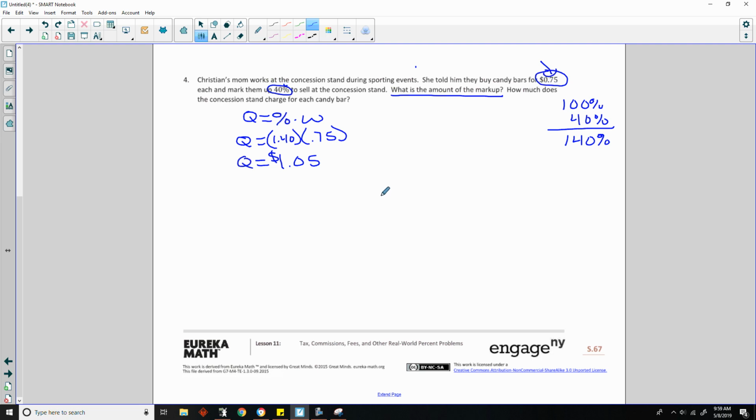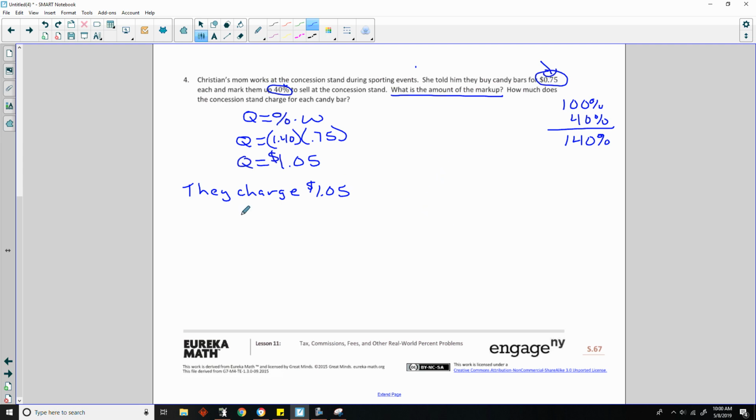So the candy bar costs $1.05 at the concession stand. So we didn't answer the question yet. What is the amount of the markup? How much does the concession stand charge for each candy bar? Well, we answered that already. They charge $1.05.